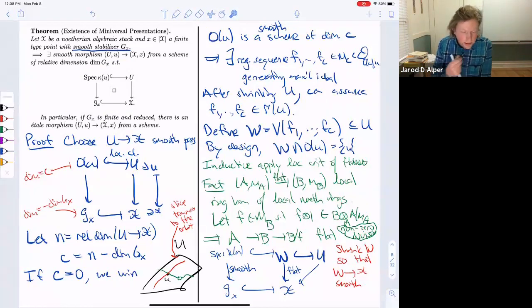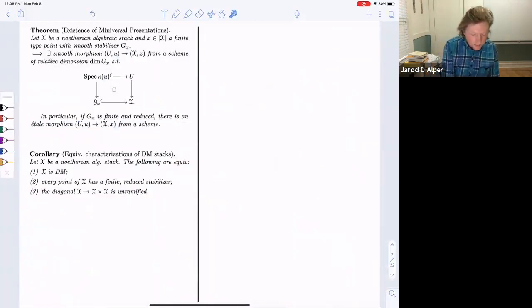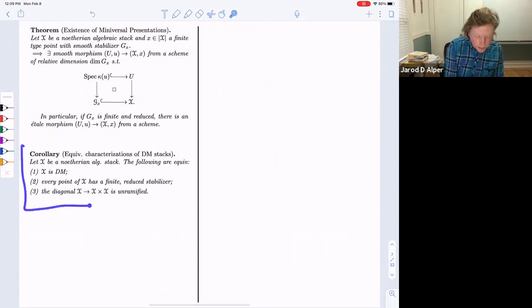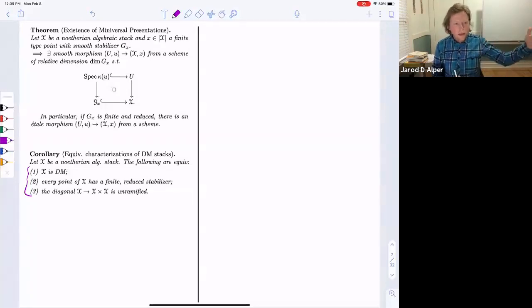Right, okay, so I'd like to tell you that the first consequence of this theorem is the following kind of characterization of the Deligne-Mumford stacks that's written down here. And so let me explain, connect the dots here, why this is true. So there's three equivalent conditions here. The first is that it's Deligne-Mumford, which, remember, the definition was that there's an étale presentation.